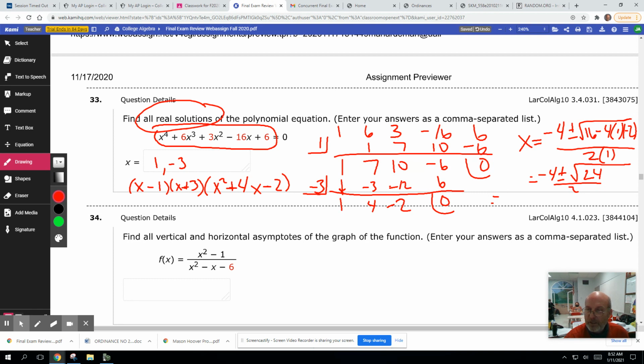We can split that into 2 fractions and make that -4 over 2 plus or minus. And 24 is 4 times 6, so the 4 will come out of that square root as a 2. So it's going to be 2 square roots of 6 over 2. And we can reduce those and get -2 plus or minus the square root of 6. So we have 4 real zeros: 1, -3, and then 2 irrational but real zeros, -2 plus the square root of 6 and -2 minus the square root of 6. That's how you do number 33.